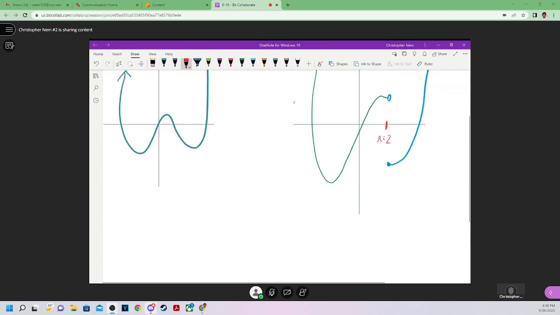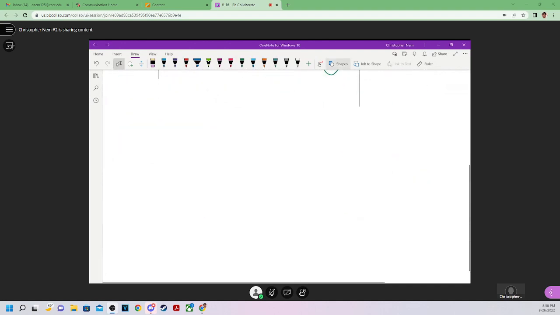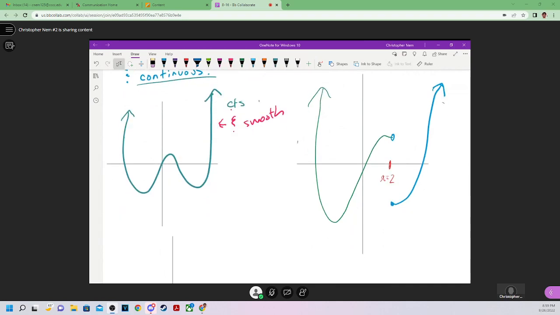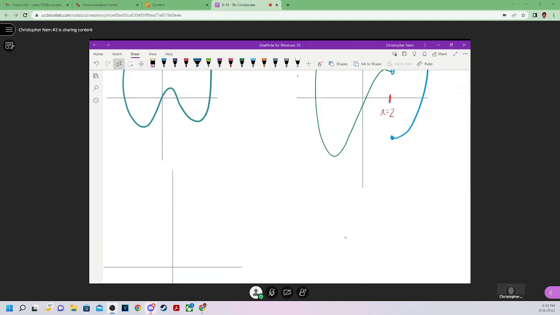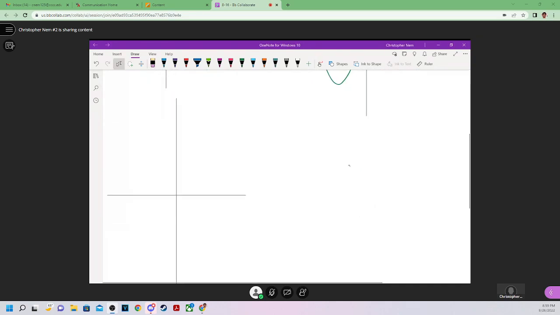What's another property that I stated? Well, we talked about continuous. Now we have to talk about smoothness. Smoothness is very important. So, a function is smooth. This is continuous and smooth, right here. So why is it smooth? Well, when we say the word smooth, we say that each part of our function doesn't have a cusp or a corner. So what does that mean?